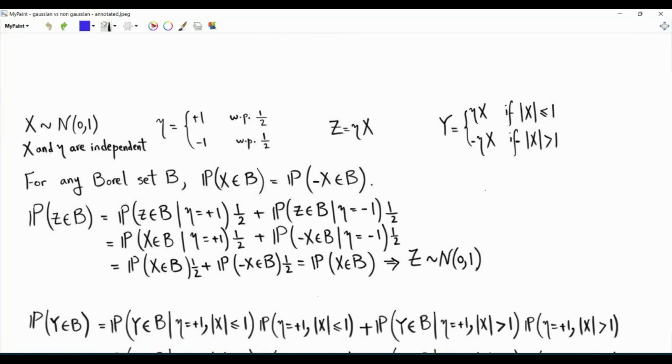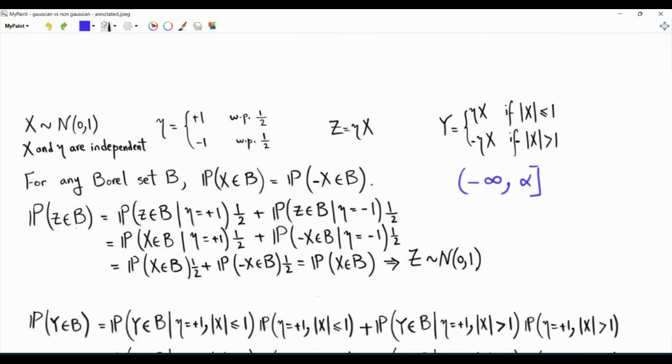Take any Borel set. We can take, for example, a Borel set from -infinity to some real number alpha, like this. Because x has a symmetric distribution about 0, the distribution of x is exactly the distribution of -x. The probability that x is in Borel set B is equal to the probability that -x is in Borel set B.